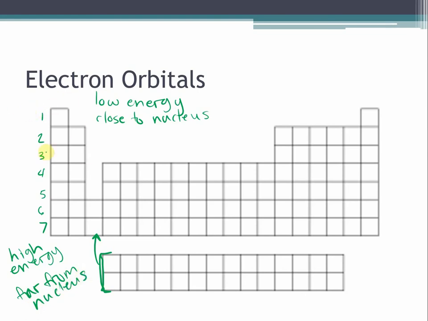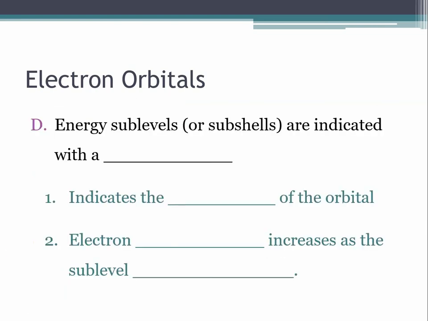At the top of the table in the low energy levels, the electrons found there are low energy, and the electrons are very close to the nucleus. As you increase the energy level of your orbital, the electrons in that orbital have a higher energy, and they are farther from the nucleus. So those are the main energy levels. Now let's talk about our sublevels or subshells.